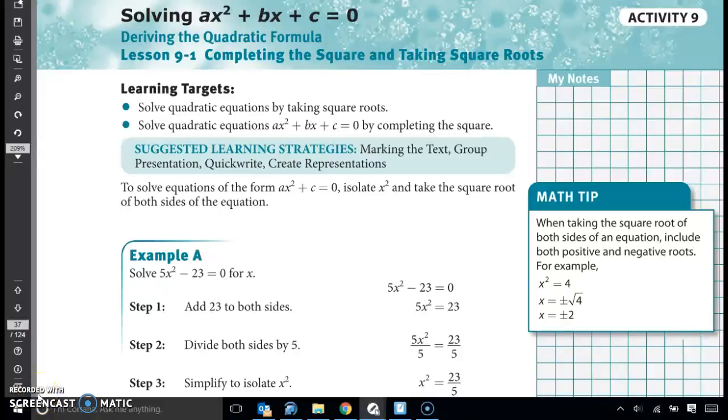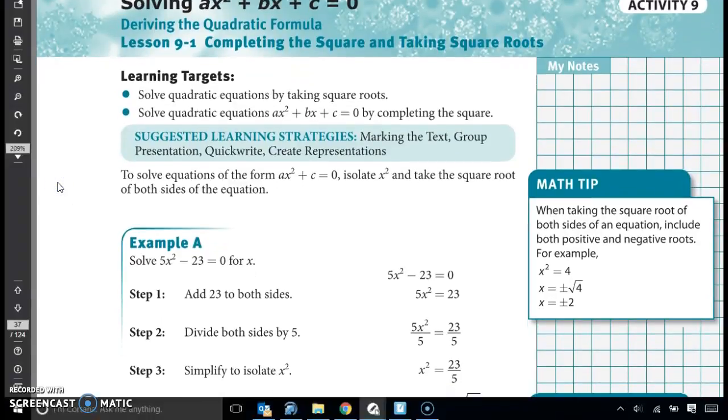Alright, so 9.1, completing the square and taking square roots. So learning targets today: solve quadratic equations by taking square roots, and solve quadratic equations ax squared plus bx plus c equals 0 by completing the square.